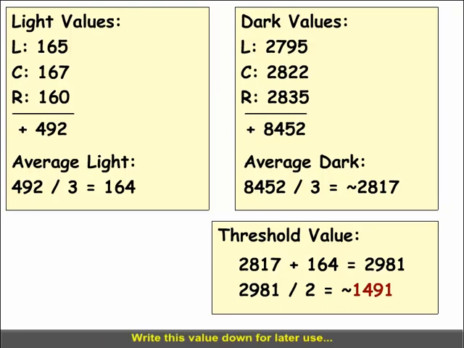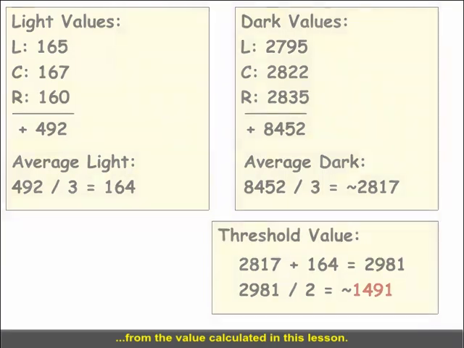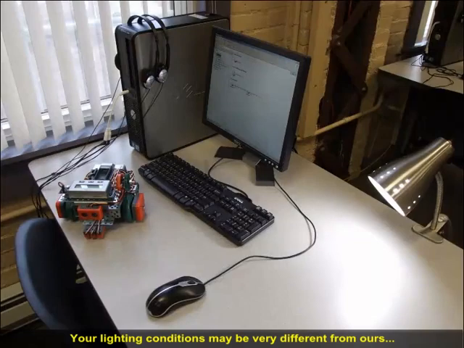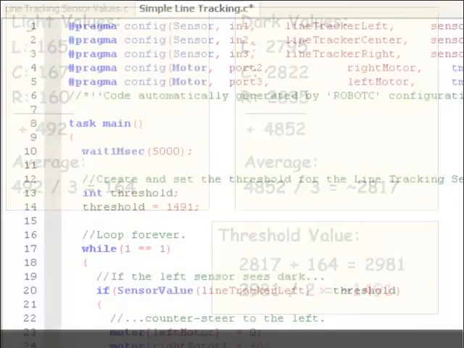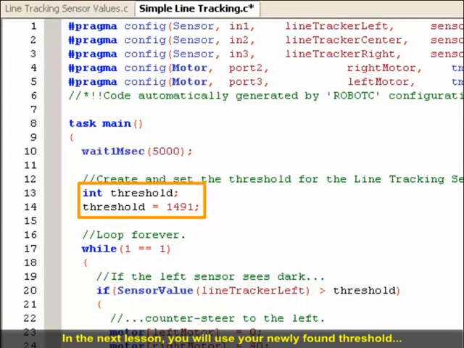Write this value down for later use, and don't be surprised if it's different from the value calculated in this lesson. Your lighting conditions may be very different from ours. In this lesson, you found a threshold value for the line tracking sensors by performing calculations on the light and dark sensor values you found in the Sensor Debug window. In the next lesson, you will use your newly found threshold in a line tracking sample program.